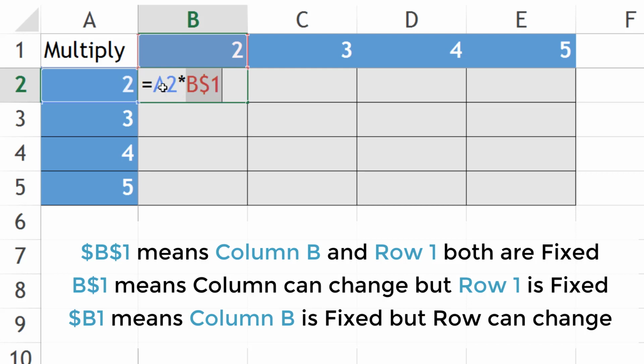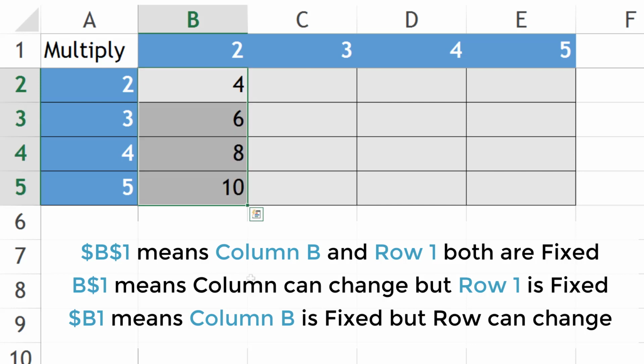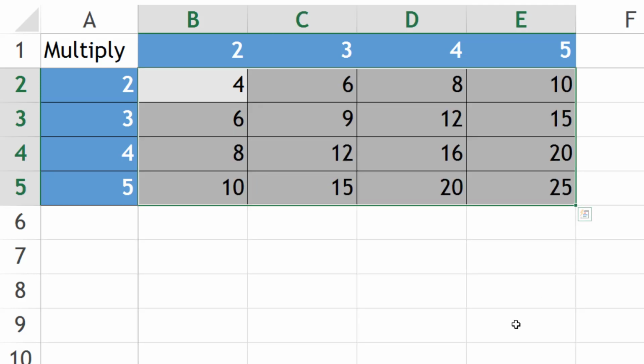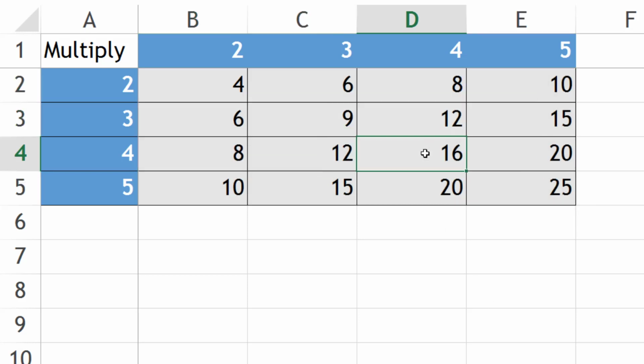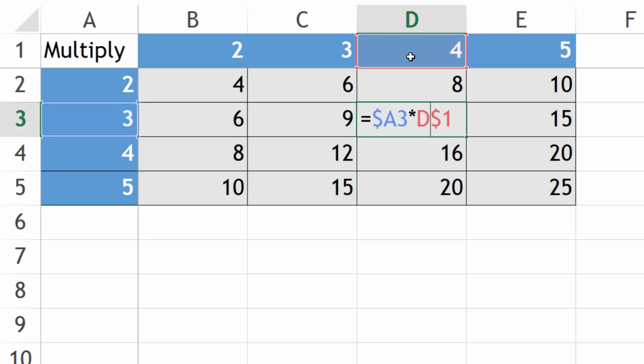Similarly for this component, what is common? A2, A3, A4, A5. All of them will be used in different places, but A is common. So my dollar should be only for A. And when I press enter, now if you drag it down and toward the right side, your numbers are correct. Just check any one of them manually. This should be 4 multiplied by 3, and that's 12.